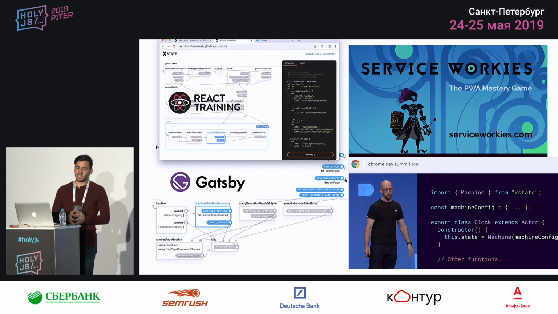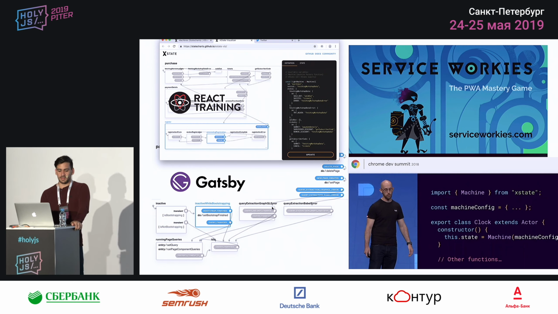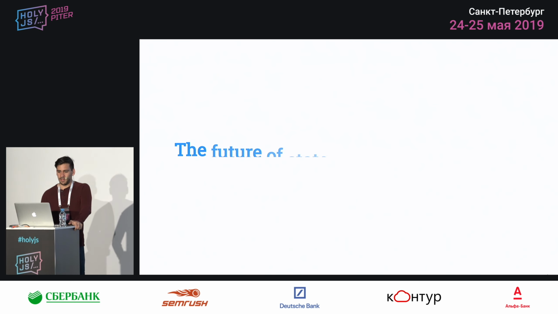So XState has been used for more than 2 years in a bunch of places. Some of you might be familiar with Gatsby. It's used in the file watching processes there, and they actually have a pretty involved state chart because it helps manage complexity. And there's also a talk at Google Dev Summit where they used XState and the actor model in order to demonstrate how to use separate threads on the web.